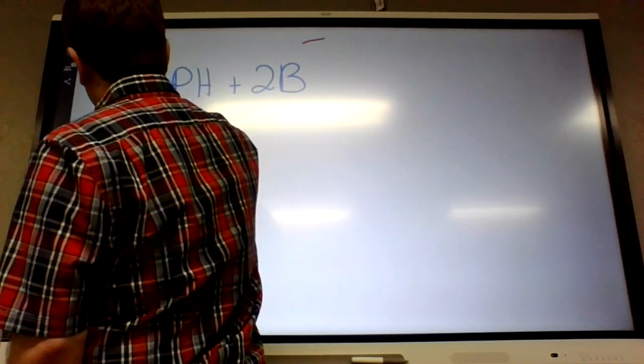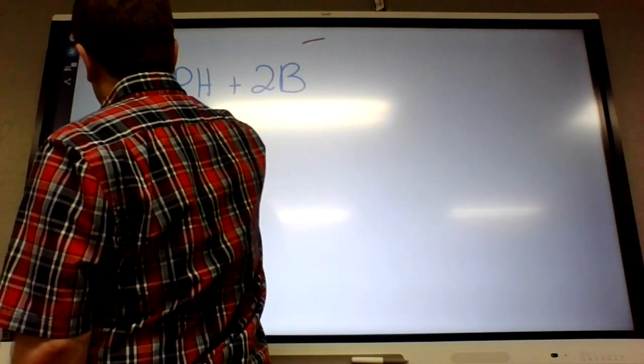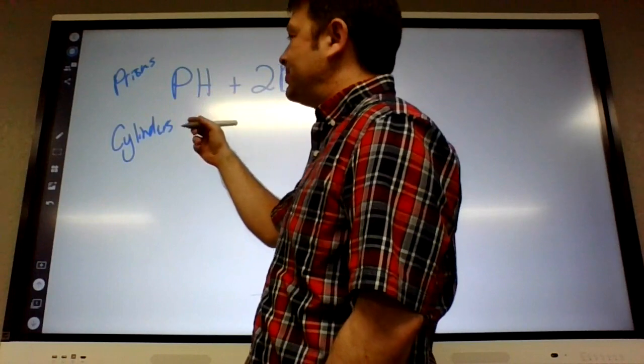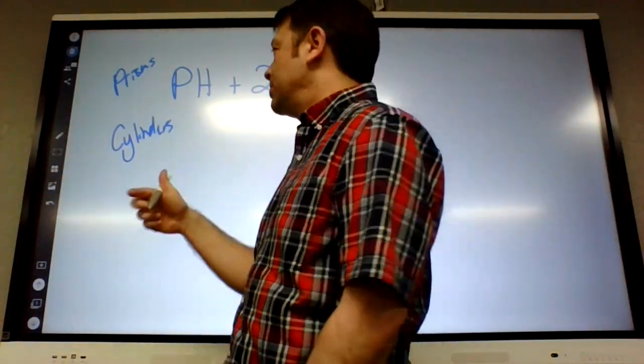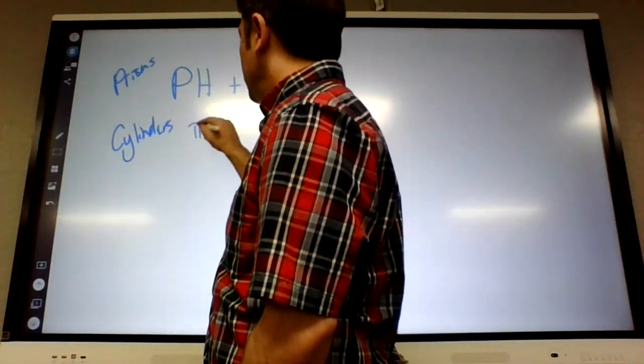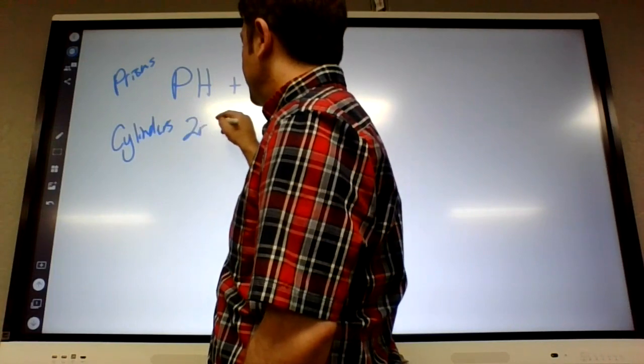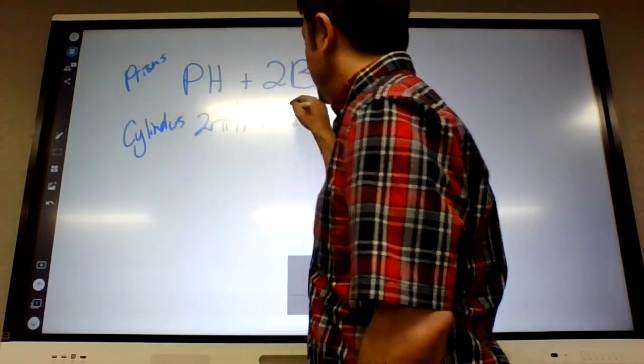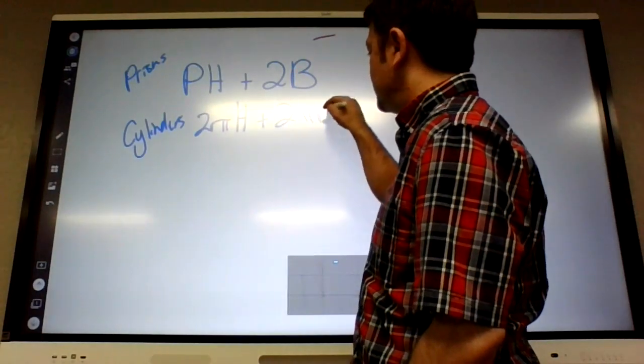And then with prisms, we did cylinders. So on cylinders, instead of perimeter times the height, since cylinders are circular, it's circumference, 2 pi r times the height. And then the two base areas are two circle areas, so it's 2 pi r squared.